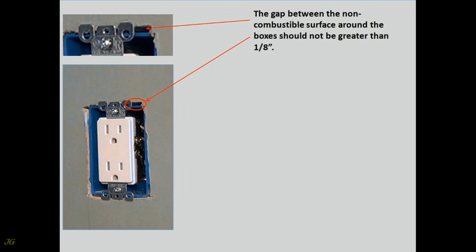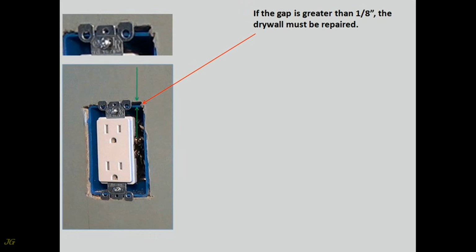The gap between the non-combustible surface around the boxes should not be greater than 1/8 inch. If the gap is greater than 1/8 inch, the drywall must be repaired.